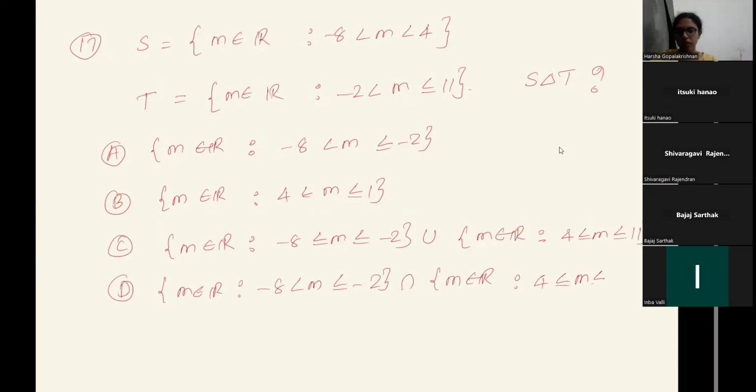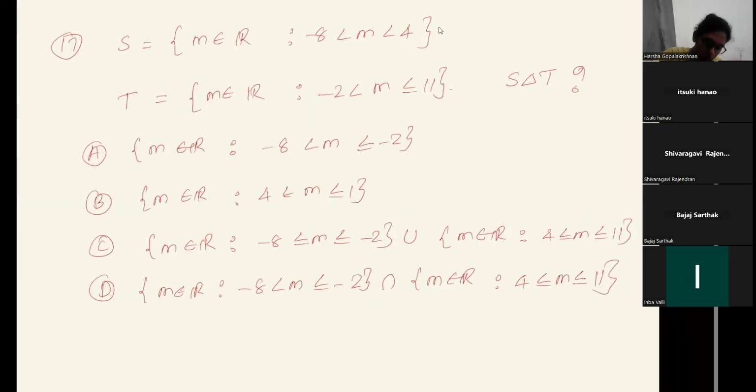First let us see what is S, what is T, and then what is the symmetric difference of S and T. Then we will come to the options. So S is given as the set of all elements in R which varies from -8 to 4. Okay, -8 and 4 are not included.